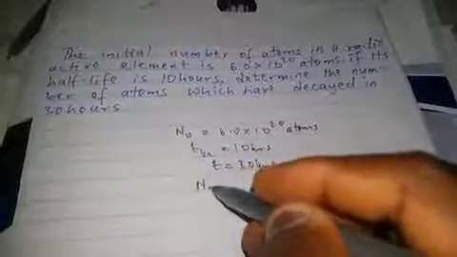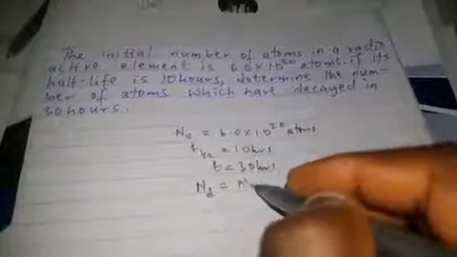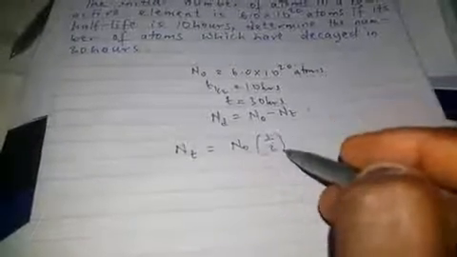Number of atoms that have decayed, we can call that ND. But remember, we said that number of atoms that have decayed is equal to the original number minus the amount that remained. So let's find NT, the amount that remained. What is our formula here? Your NT is equal to N naught, the original amount, into 1 over 2 raised to power T over T half. So if we substitute that here, my original amount is 6.0 times 10 to the power 20, into 1 over 2 raised to 30 over 10, your time is 30, your half-life is 10.